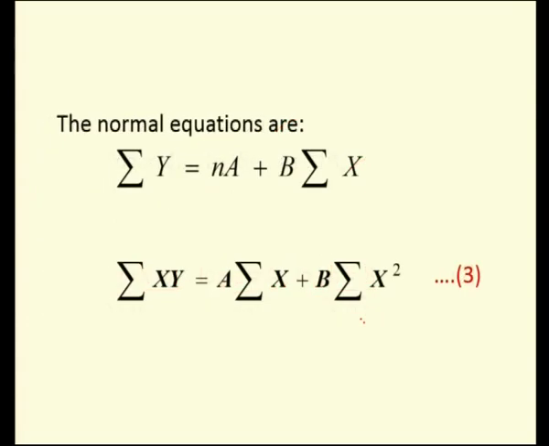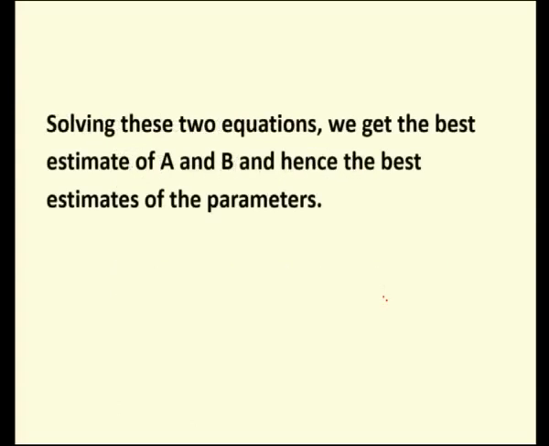Therefore, the basic normal equation is that you take summation over the given equation. So it becomes summation y equal to na plus b into summation x. Multiply the given equation by x, so you get the second normal equation, summation xy equal to a into summation x plus b into summation x squared. Solving these two equations, we get the best fit of a and b.